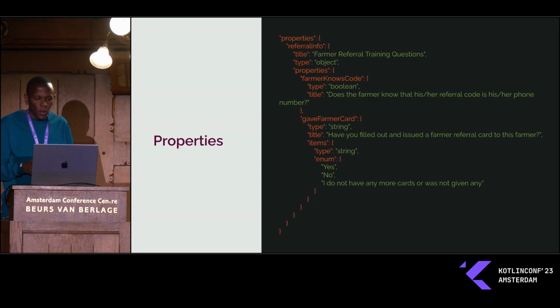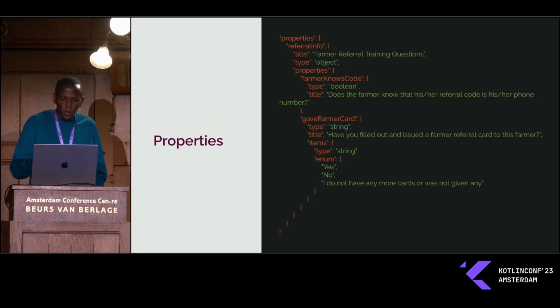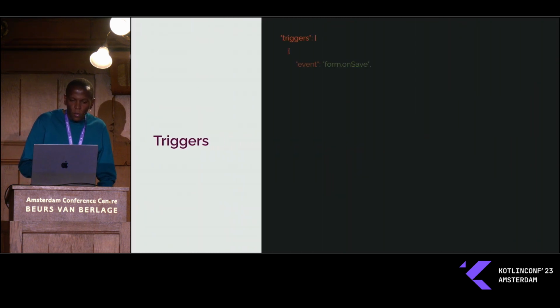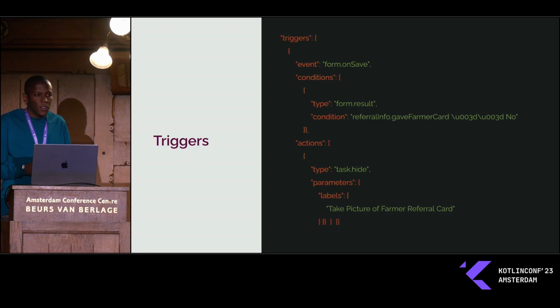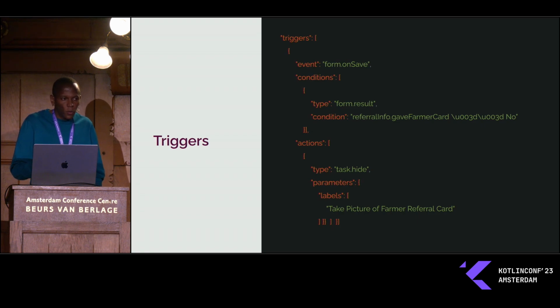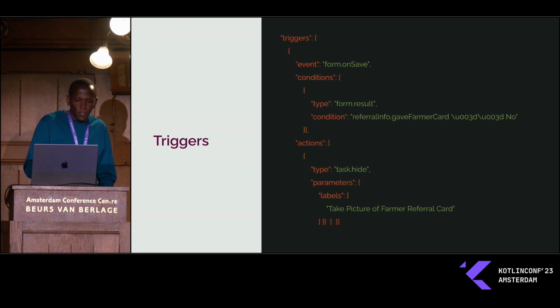So each field is a combination of the section part, so referral info, and also farmer knows code. That is the key of that input, and that's the key that we use to identify each input in the form. Let us look at triggers. We use triggers to react to certain events. So for example, if you have a task that needs to be shown after an action has been completed, we use triggers for that.